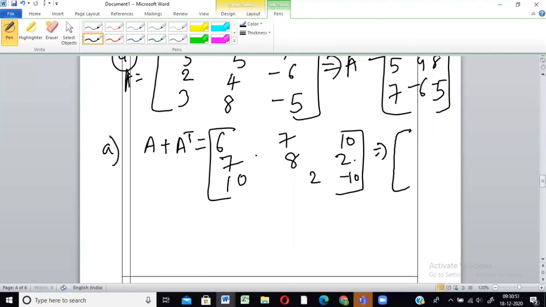If we write it in the reverse way, 6 7 10, you can see it right away: here also 6 7 10, here also 7 8 2, and here 10 2 minus 10, and here also 10 2 minus 10. That means the first row first column is the same as the second row second column, and the third row third column. So this is clearly symmetric. If you want to write and check that also, you can: 6 7 10, 7 8 2, 10 2 minus 10. Same. So this is symmetric. Therefore A plus A transpose is symmetric.